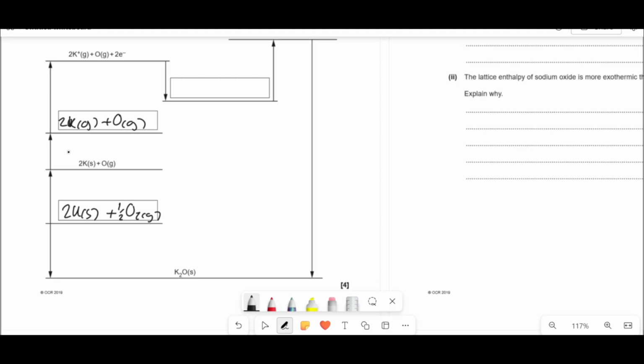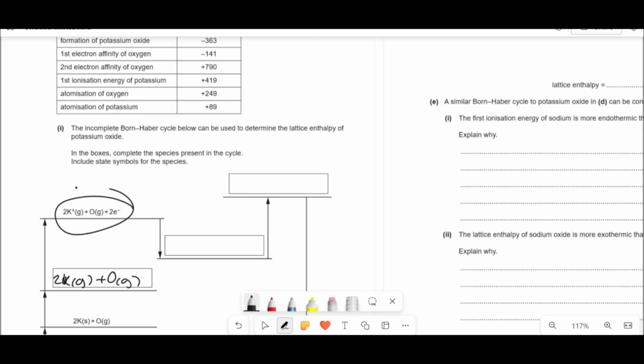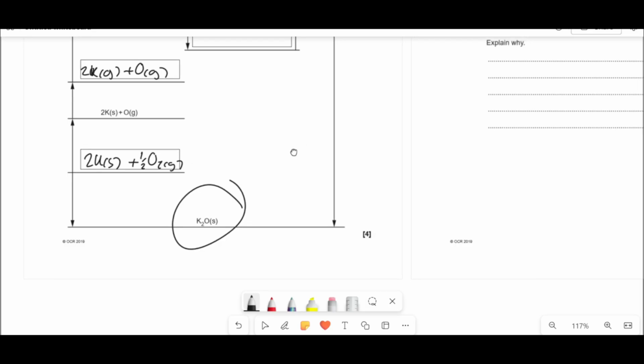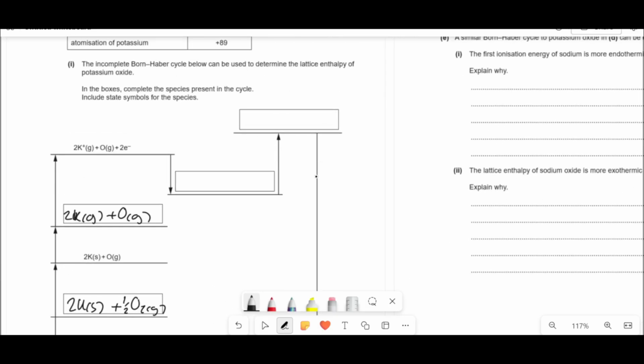enthalpy of atomization. Then, if we look here, we're going 2K+ and all of this, 2e-, and then eventually we're making something else, and then we're making something else, and then eventually we make a solid ionic compound. So that means that before this, something is going into making the solid ionic compound, it's got to be these gaseous ions we need.